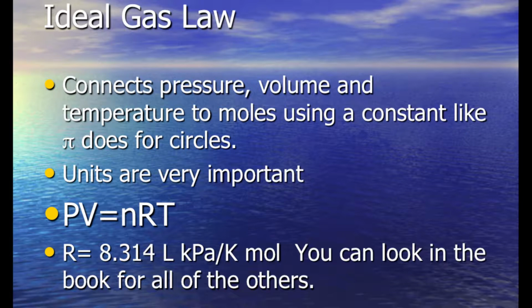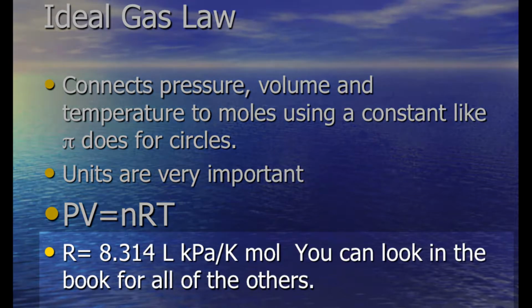The units are very, very important inside of the ideal gas law. The gas law is PV equals nRT, where P is pressure in atmospheres, or kilopascals, or torr, just depending. You'll know it when you look at the value of the R, the constant. V is the volume, which has to be in liters. n is the number of moles of gas. R is the constant, kind of like pi, and T is the temperature. Temperature has to be in Kelvin.